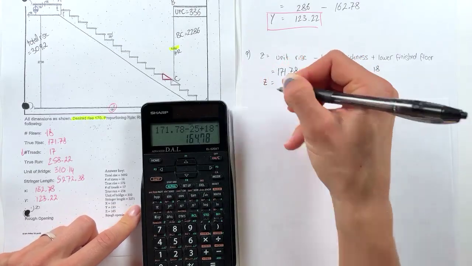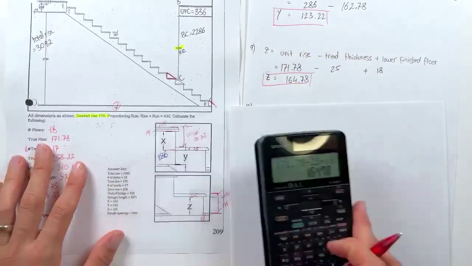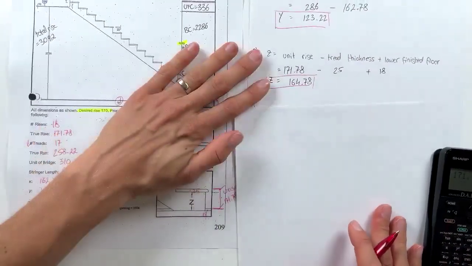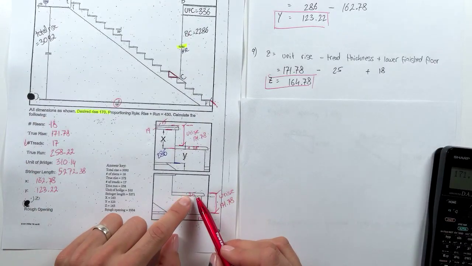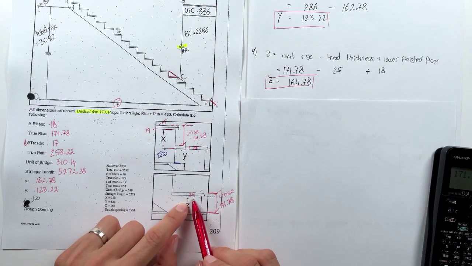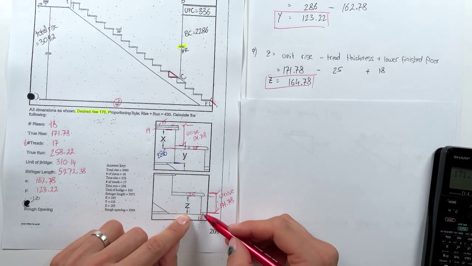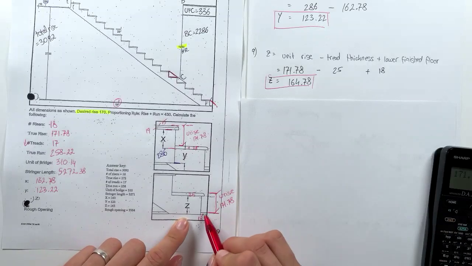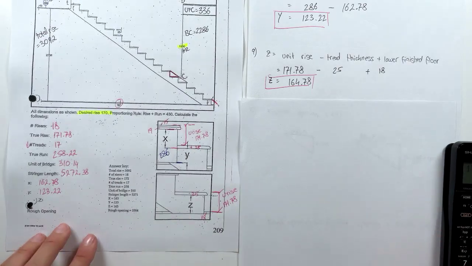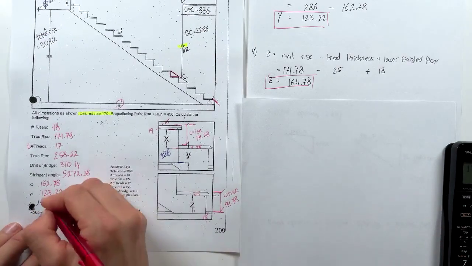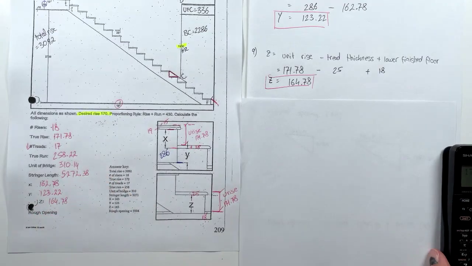164.78. And that is Z. Okay, so one more time. It's our unit rise minus our tread, because the arrow points to the underside of the tread, to the underside of the floor. So we have to add the floor to that measurement because our unit rise goes to the top of that floor. Okie dokie. So that is Z, 164.78. Lovely.